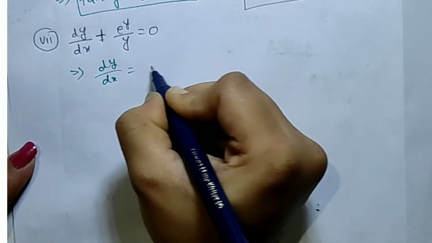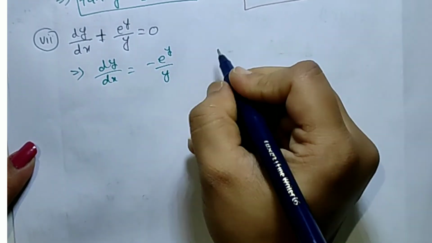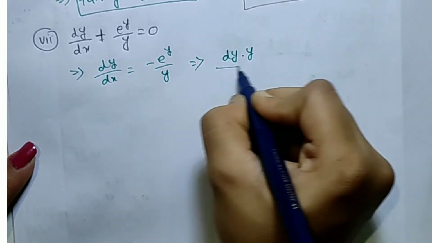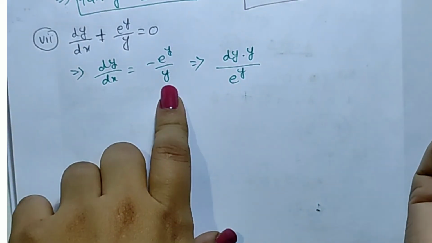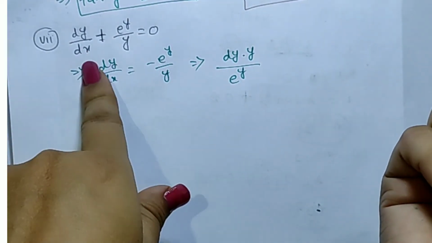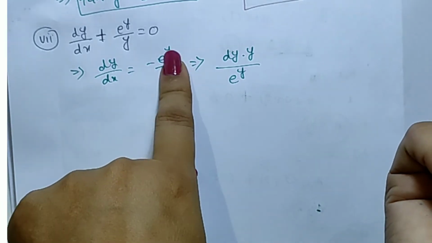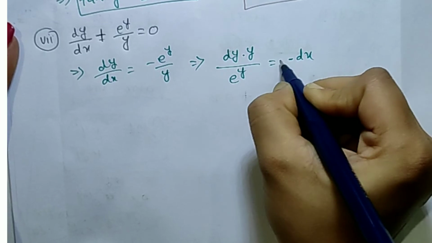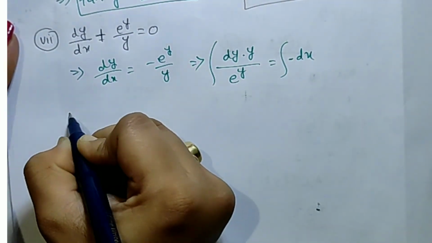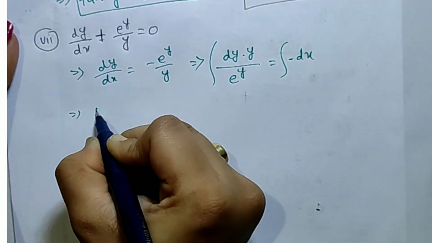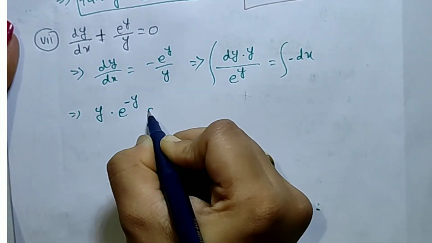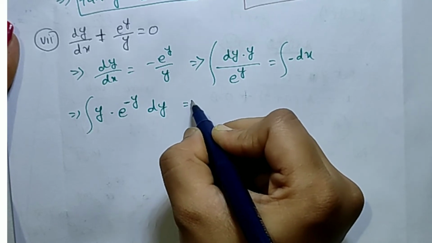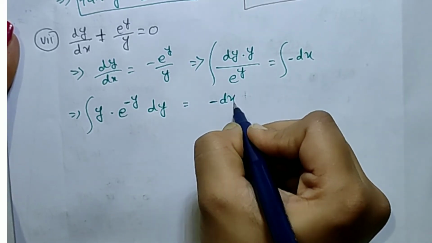This implies dy by dx is equal to minus e power y by y. Cross multiplying, y by e power y dy. The y is divided here, so on the left hand side y will be multiplied, and this e power y is multiplied here, so on the left hand side it will be divided, is equal to minus dx. Now integrating both sides, this can be written as integration of y into e power minus y dy is equal to integration of minus dx.